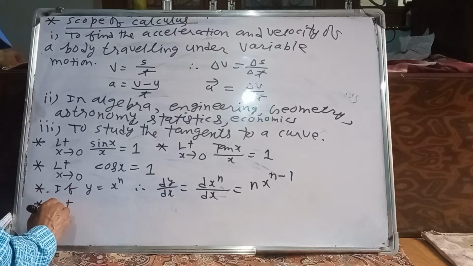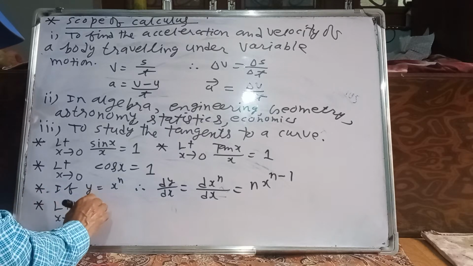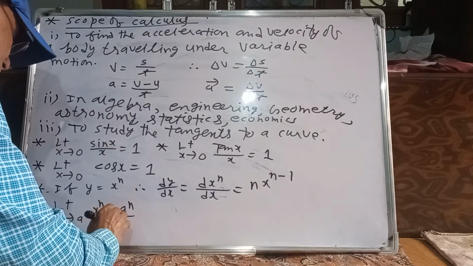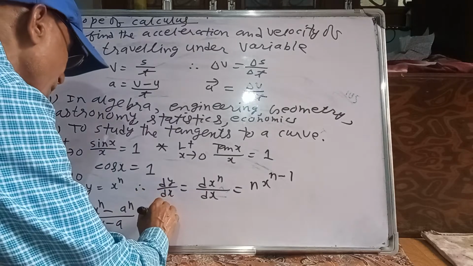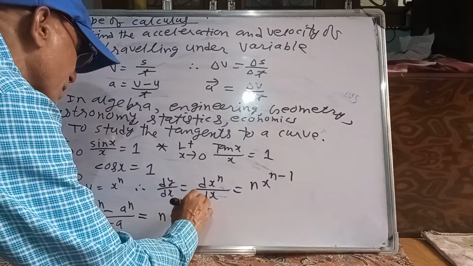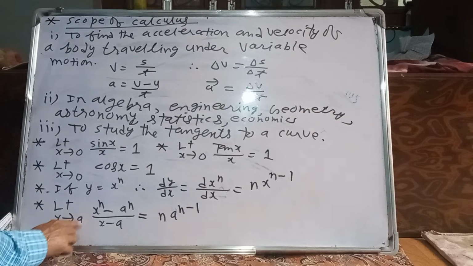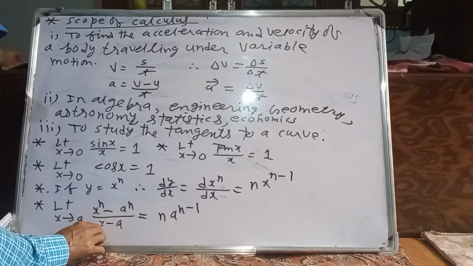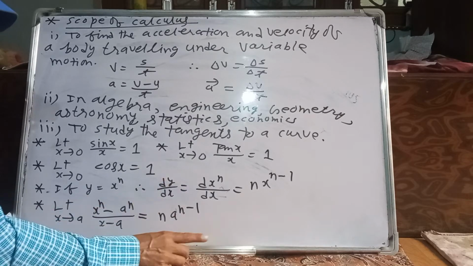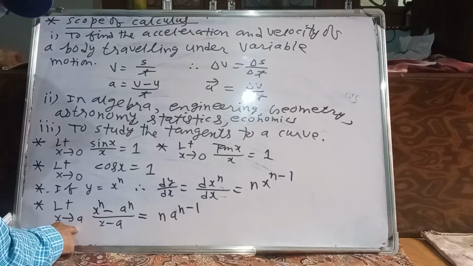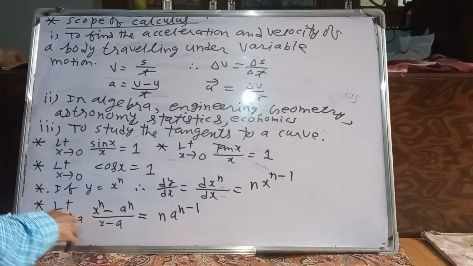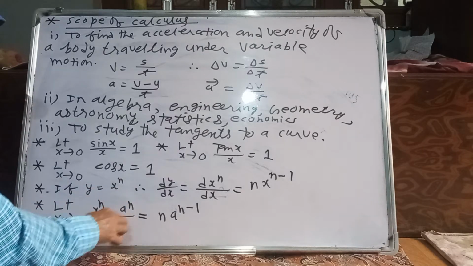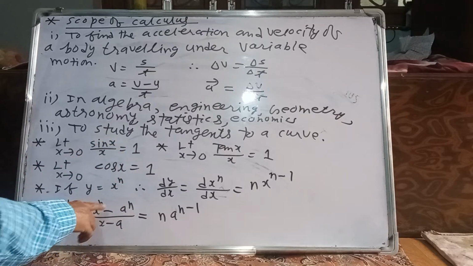Another important formula is limit x tends to a, x to the power n minus a to the power n upon x minus a equal n a to the power n minus 1. Here, if we put x equal a directly, x to the power n minus a to the power n is 0. a minus a is 0. 0 by 0 is infinite. But x is not directly a. x may be more than a or x may be less than a. So it is not in the form of 0 by 0.